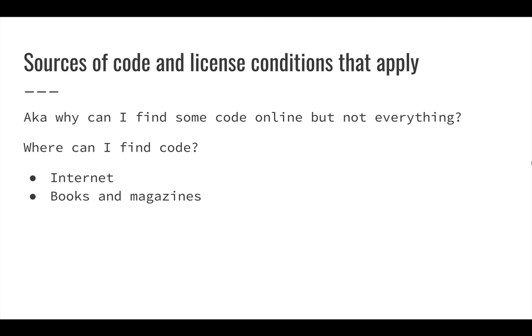The last thing we need to look at in this dot point is sources of code and license conditions. So, why can I find some code online but not everything? I can't find the code behind Microsoft Word online, but I went onto a Whirlpool forum or a Stack Overflow forum the other day, or I was Googling online and I found a couple of pages that actually just gave me different modules or different sections of code. So why can I get somewhere and not necessarily in the same place?